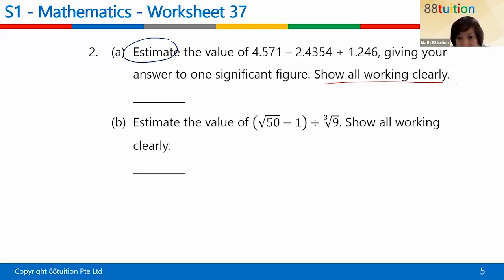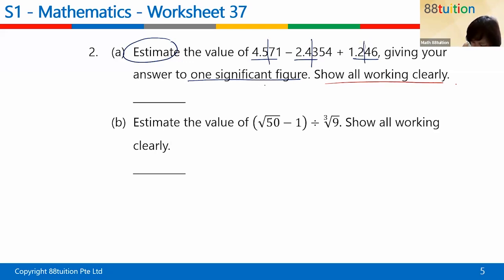Showing all your workings. So what you have is 4.6. Now he said to one significant figure, right? So this is asking for one significant figure. In order to go to one significant figure, I must first have 2 significant figures, at least.